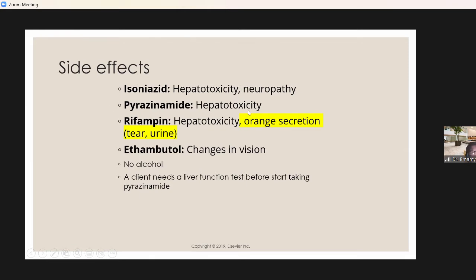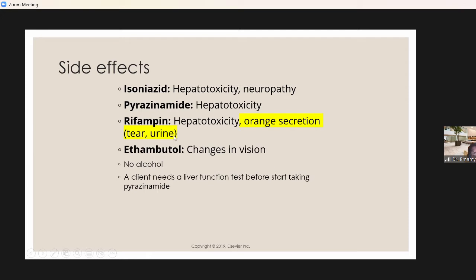Pyrazinamide is hepatotoxic. Rifampin has very unique side effects: orange discoloration of all body secretions. So a patient who takes rifampin, other than hepatotoxicity and some level of nephrotoxicity, develops orange discoloration of tears, saliva, sweat, all body secretions, urine, all of them turn orange.